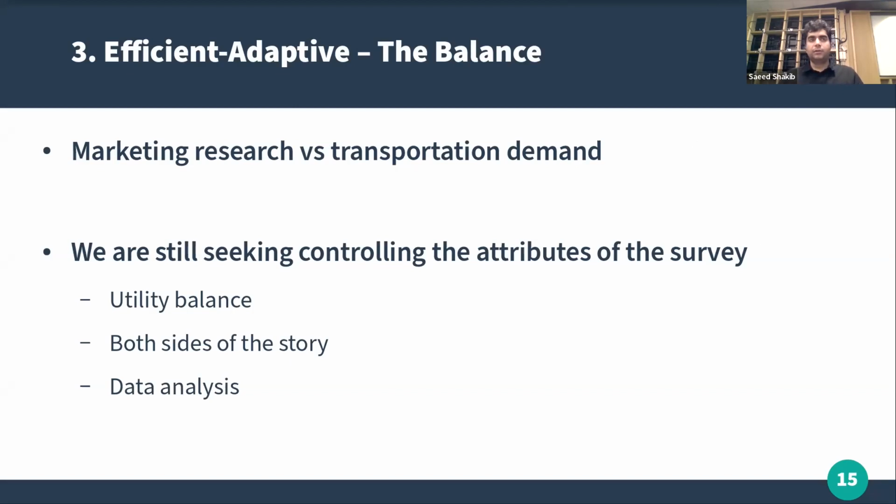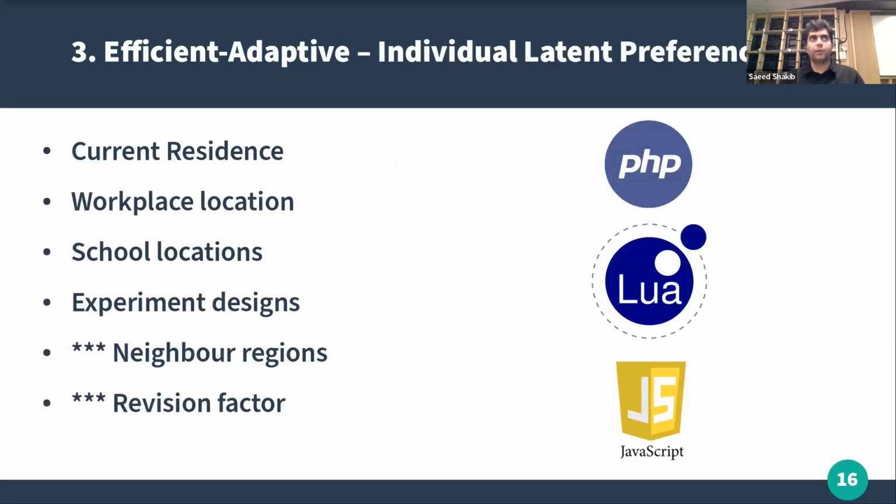Well, based on the time, I think I want to skip this and go here.